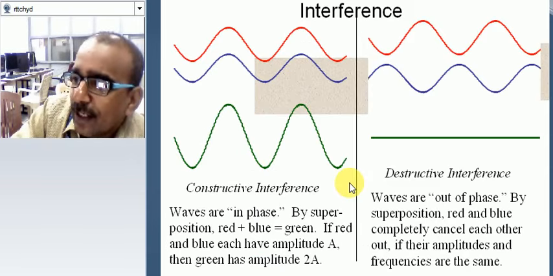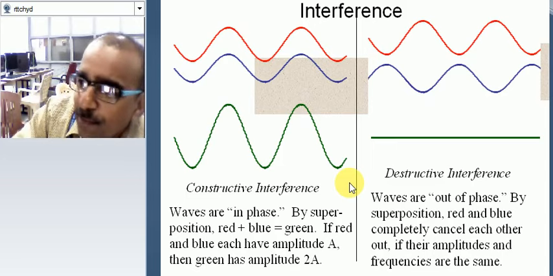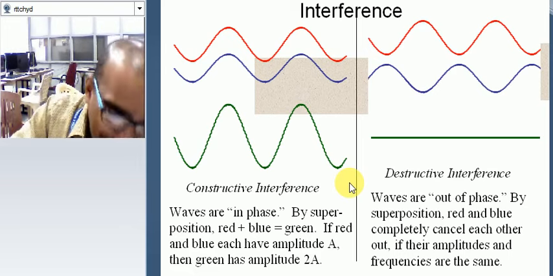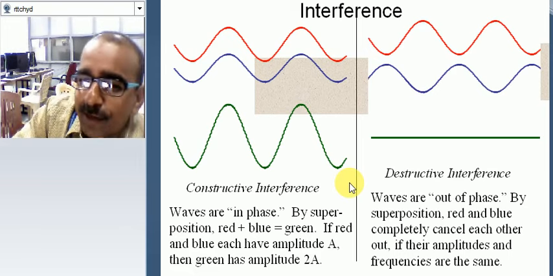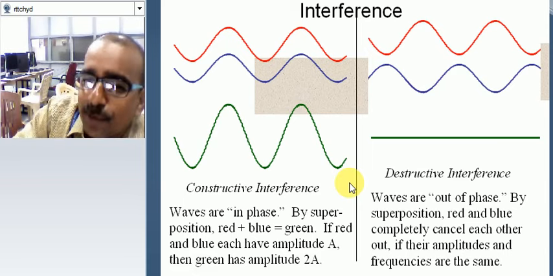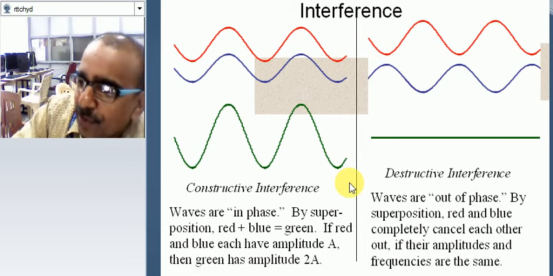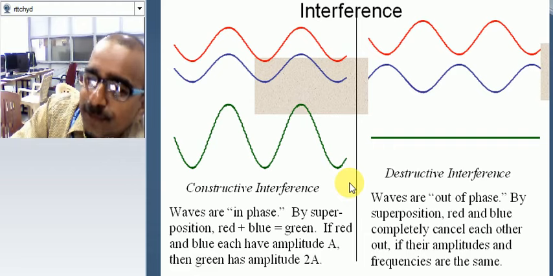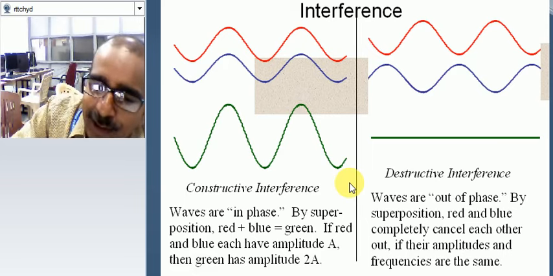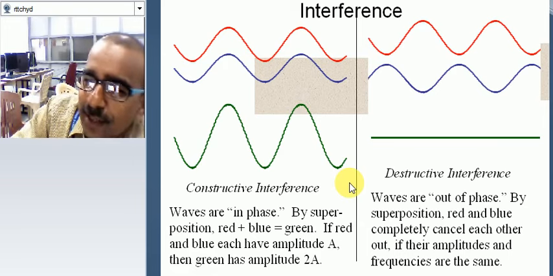The next term is interference. Interference is nothing but the mixing of other signals along with the original signal. Interference is of two types, constructive and destructive, as shown in the slide. In constructive interference the waves are in phase. The destructive interference is exactly the opposite of the constructive interference.